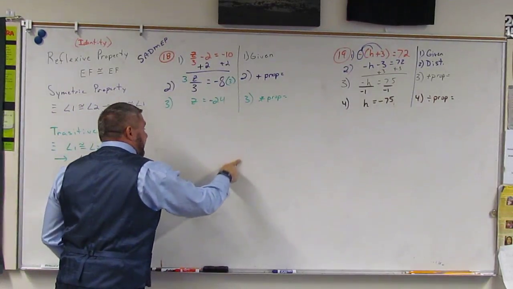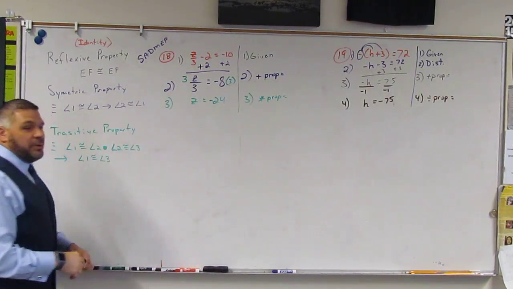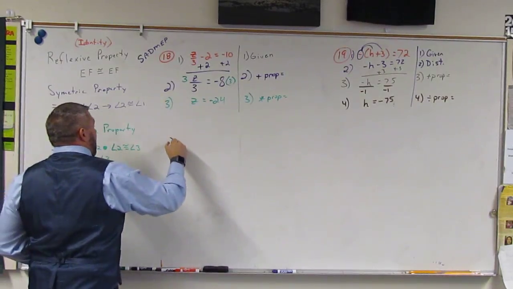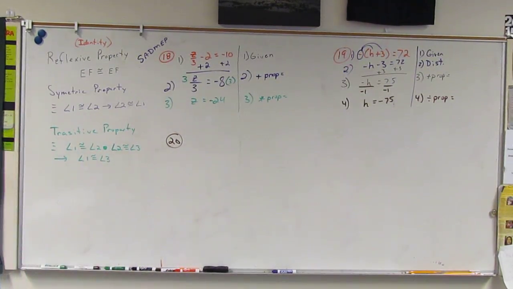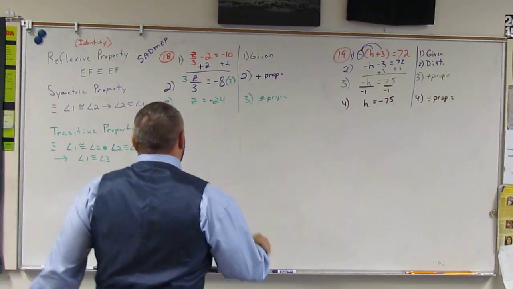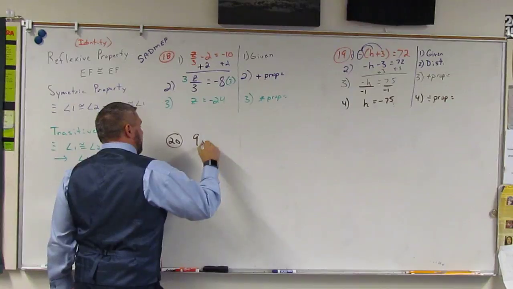All right, now I think I can fit some more problems, so we might as well do it. How much time do we have? About 10 minutes. Plenty. Okay, number 20. What's 20 say? Y plus 17 equals -19.